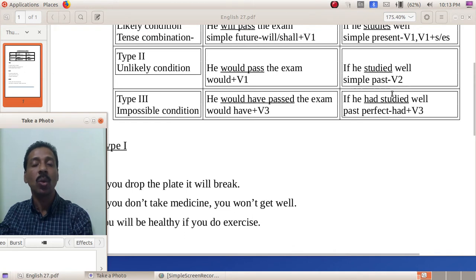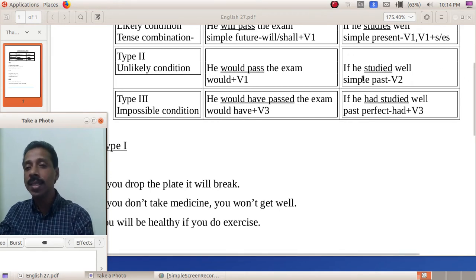And in order to express our doubt, we use this V2 form here. If he studied well, that means we are really doubtful whether this person will study, and if this action doesn't take place, this also won't take place. So this is to show our doubt regarding the fulfillment of this action. And how do we express our doubt? That is using type 2 conditional clause.